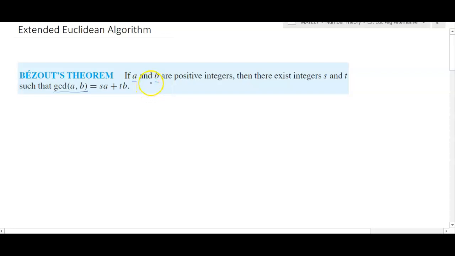So this theorem says that if we have these two positive integers, then there exist integers s and t. Now when you see there exist, that just means can be found. It doesn't say how, it just promises that if a and b are positive integers, then you can find integers s and t such that your greatest common divisor can be written as a multiple of a plus a multiple of b. So we are hunting for these two integers that allow us to combine multiples of a and b, and end up with the greatest common divisor between a and b.